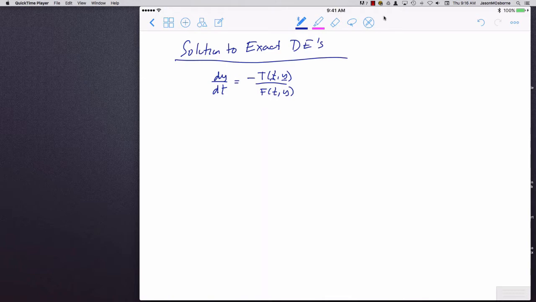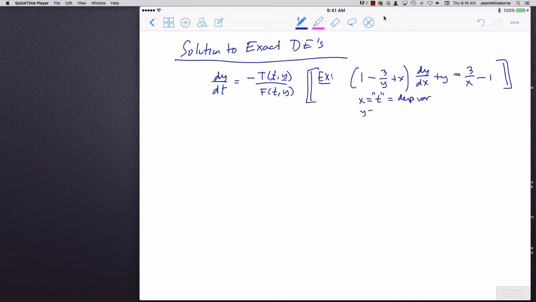As an example, consider the equation (1 minus 3 over y plus x) dy/dx plus y equals 3 over x minus 1. In this case, instead of dy/dt we have dy/dx, so x is playing the role of t in this problem. x is the independent variable and y is the dependent variable.